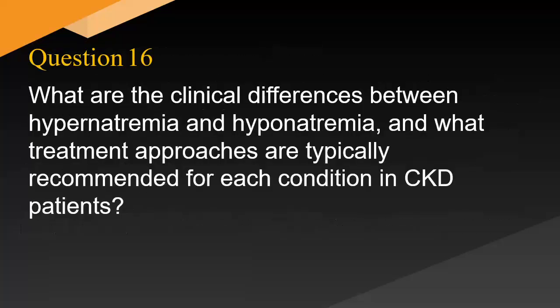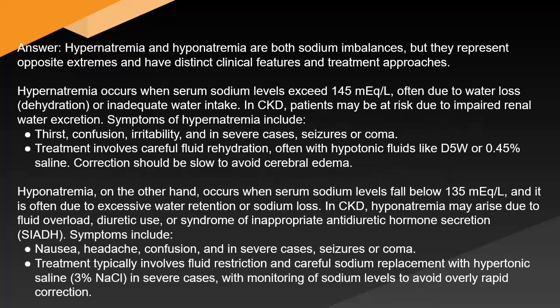risks. What are the clinical differences between hypernatremia and hyponatremia, and what treatment approaches are typically recommended for each condition in CKD patients? Answer: Hypernatremia and hyponatremia are both sodium imbalances, but they represent opposite extremes and have distinct clinical features and treatment approaches. Hypernatremia occurs when serum sodium levels exceed 145 mEq/L, often due to water loss, dehydration, or inadequate water intake. In CKD, patients may be at risk due to impaired renal water excretion.